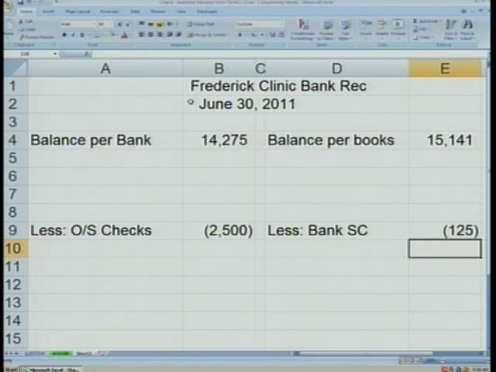Okay, the next item. Check number 919, listed with the canceled checks, was correctly drawn for $645 in payment of a utility bill on June 15th. However, Frederick Clinic mistakenly recorded it with a debit to utilities expense and a credit to cash in the amount of $654. Okay?